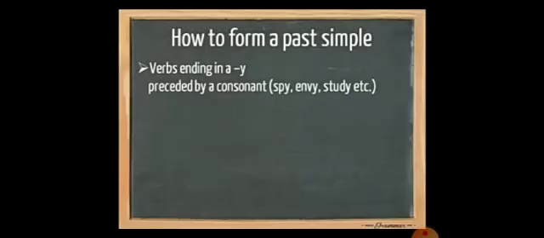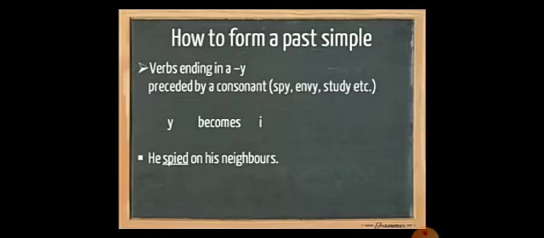We also need to pay an extra attention to the verbs ending in a Y, especially which is preceded by a consonant, spy, envy, study, etc. Here the Y becomes I. He spied on his neighbors. We envied her cousin.